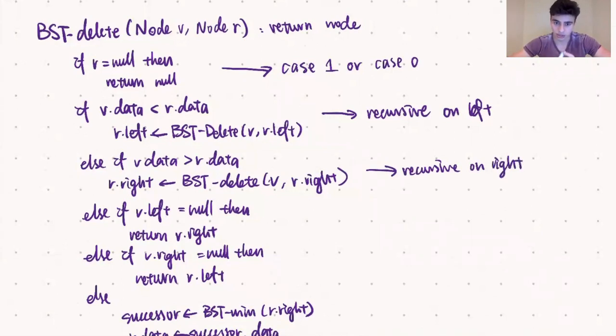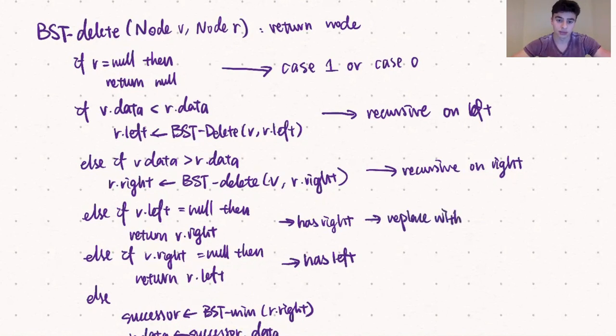So now brings us to case number 2. In case number 2, we have either no left child or no right child, and we've reached the node we're looking to delete. Since we've passed the first if statement and the second if statement, that being that v.data is less than r.data and v.data is greater than r.data, we know that v.data at this point is equal to r.data. So if we have no left child, we're just going to replace it with our right child by returning r.right and allowing the recursive calls to finish. On the other hand, if we have no right child, we're just going to replace it with our left child.